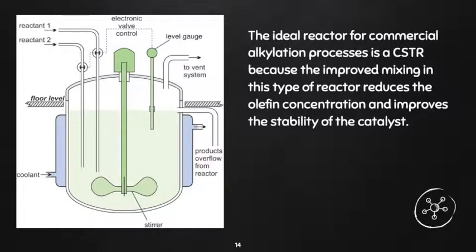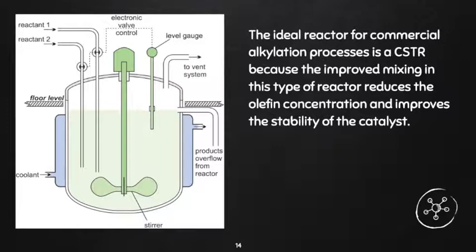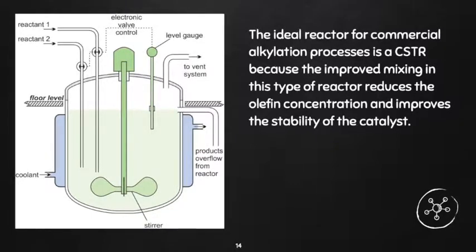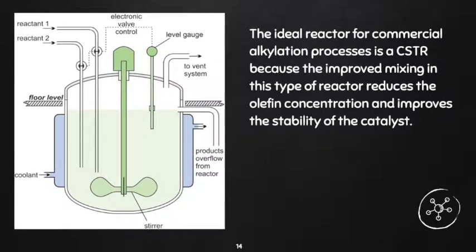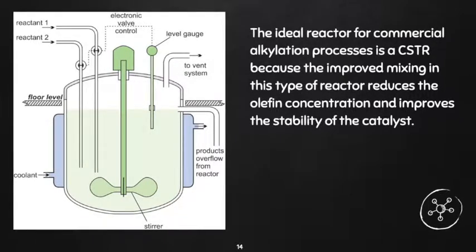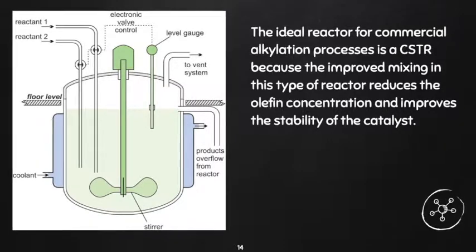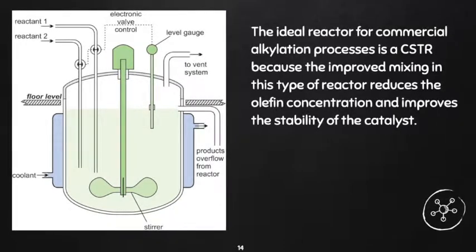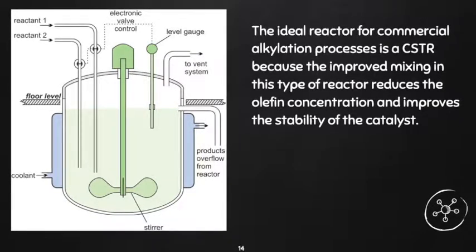The ideal reactor is a CSTR type reactor, which is preferred in commercial alkylation processes. The improved mixing in this CSTR reduces the olefin concentration and improves the stability of the catalyst. In the process, solid acids and zeolites suffer from rapid catalyst deactivation due to the oligomerization of butenes that produces bulky molecules that block the catalyst pores.